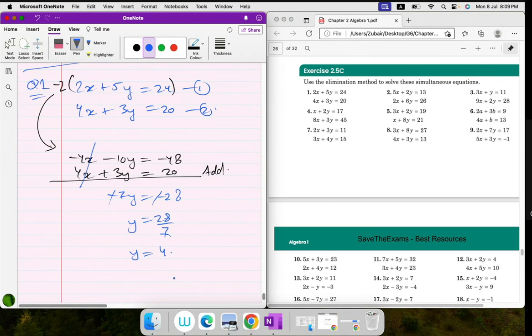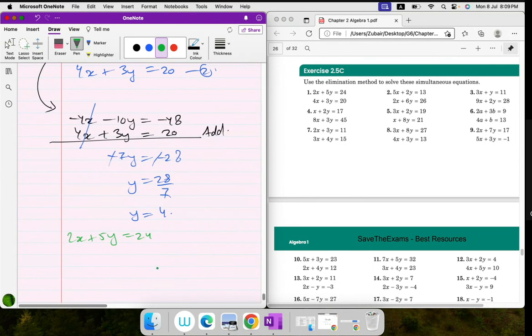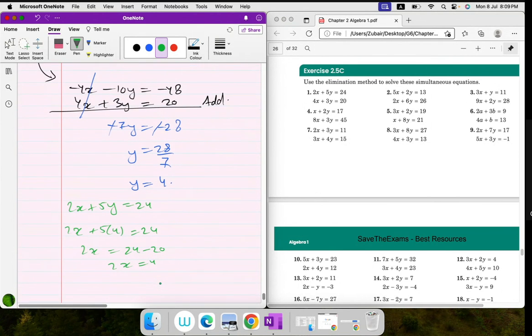Once you get the value, then you can use any equation. I'm using the first one. 2x plus 5y is equal to 24. Now y is 4, so 2x plus 5 into 4 is equal to 24. 2x equals 24 minus 20. 2x is equal to 4, and x is equal to 4 by 2. x is equal to 2.